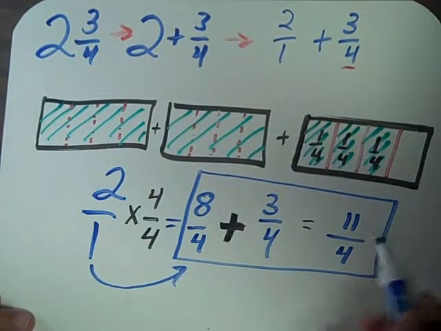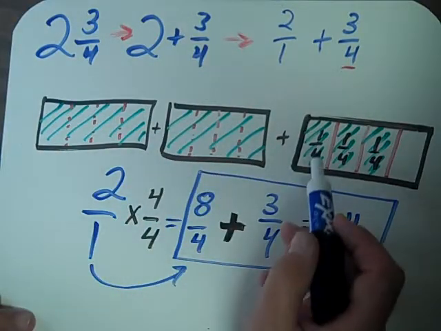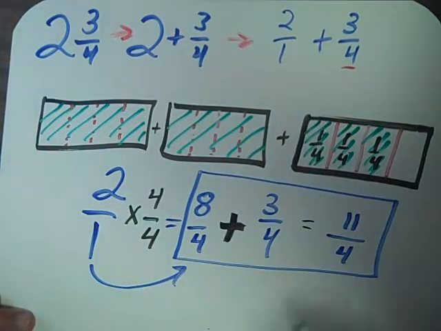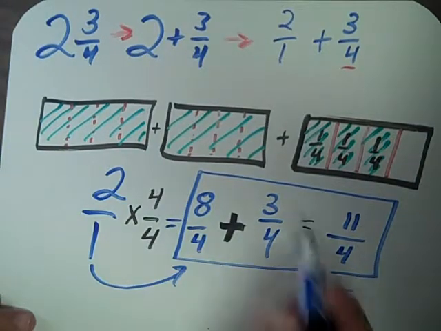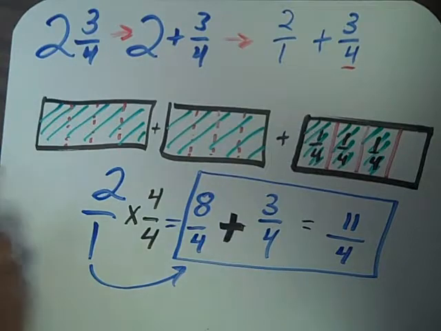So let's double check our work. 1, 2, 3, 4, 5, 6, 7, 8, 9, 10, 11. 11 4ths is the same as 2 3 4ths.